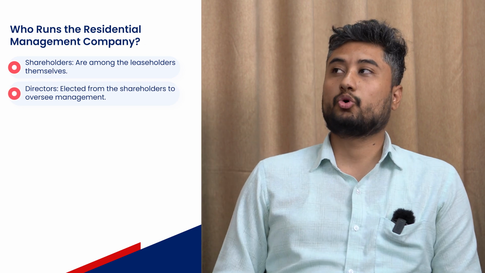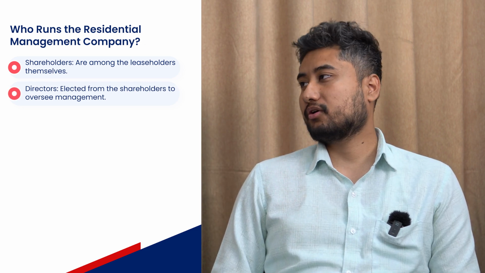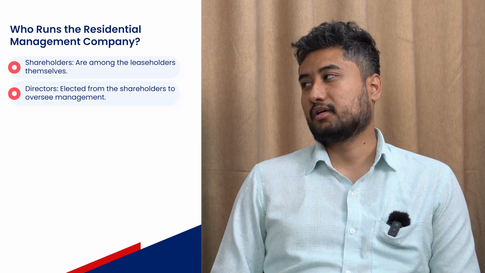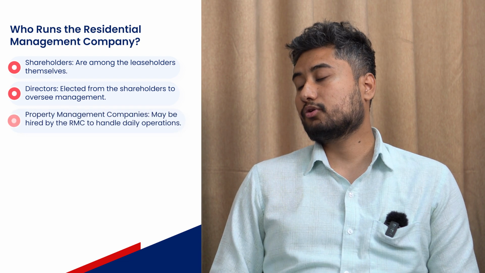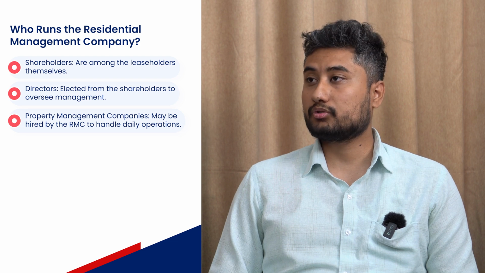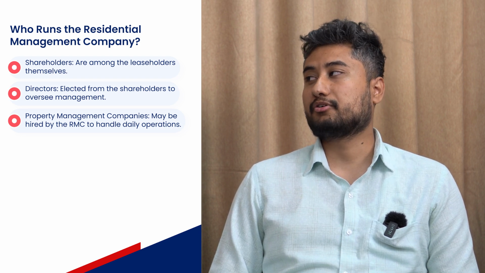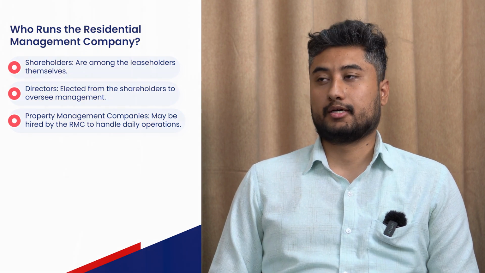Who is responsible for running the residential management company? For example, who are the shareholders and who are the directors? The shareholders are among the leaseholders themselves, and the directors are among those shareholders. They come to one place and decide who the director is going to be, and he'll look after the RMC. Though they may call in a separate property management company to look after the service charges and service charge accounts, they may still have a director who will have the ultimate responsibility, or who will be the agent on behalf of the shareholders.